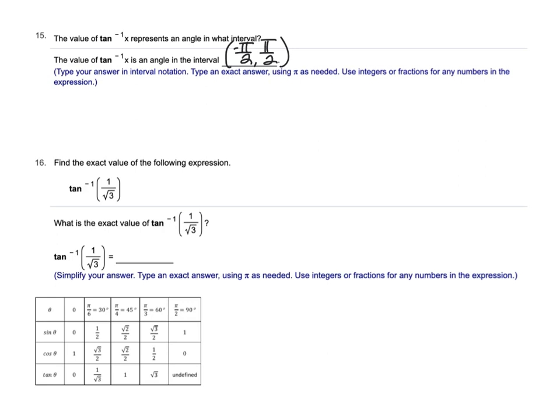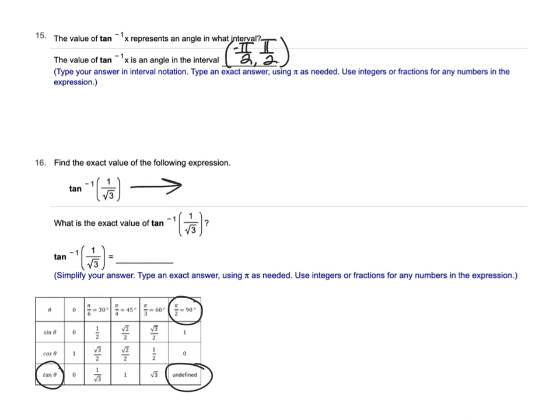Real quick, just look down at the very far bottom left hand chart. If you look up pi over 2, tangent is undefined. So in a sense, we would never have pi over 2 or negative pi over 2 as a possible answer when we're talking about tangent. That's why we put parentheses instead of brackets. Nevertheless, let's work number 16.